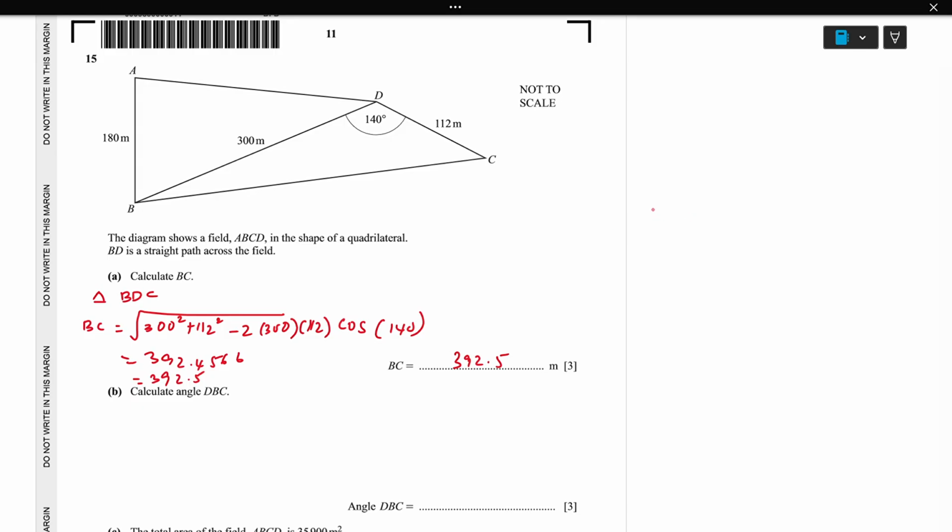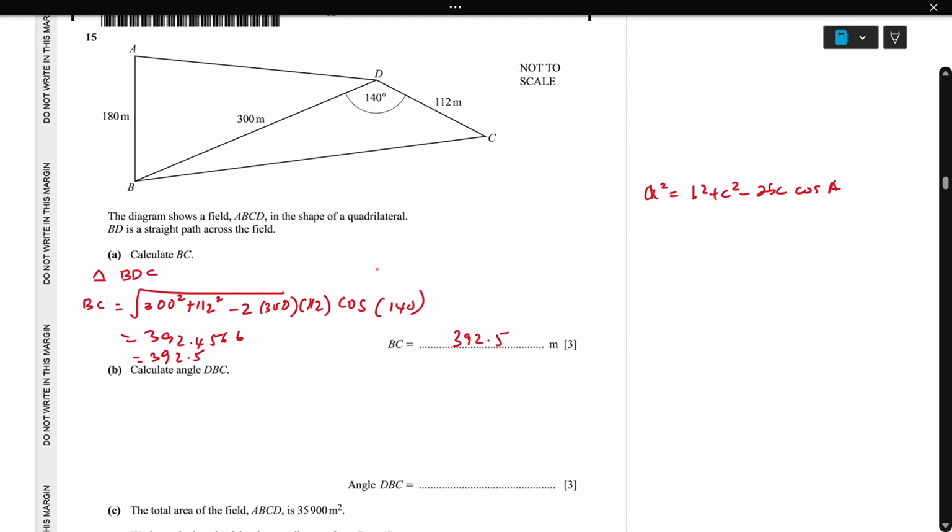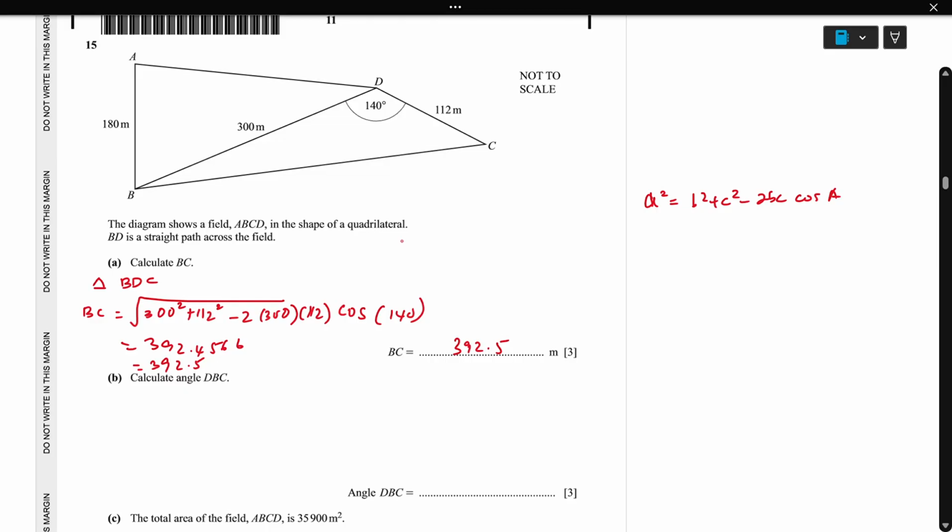Because we know the cosine rule: a squared equals b squared plus c squared minus 2bc cos A. That's it. Next one, calculate the angle DBC. This angle, so already we know this side equal to 392.5. We have a pair, so this angle and one pair we have, so we can use the sine rule now.